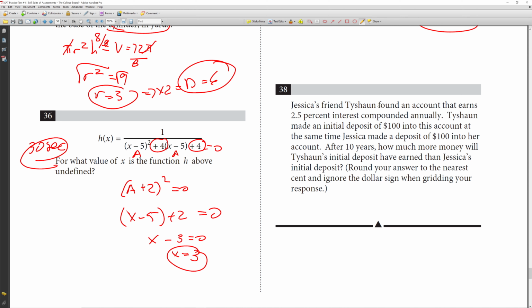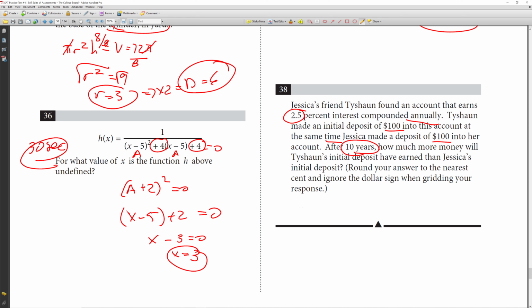Jessica's friend Tyson found an account that earns 2.5% interest compounded annually. Tyson made an initial deposit of $100 into this account. At the same time, Jessica made a deposit of $100 into her account. After 10 years, how much more money will Tyson's initial deposit have earned than Jessica's initial deposit?